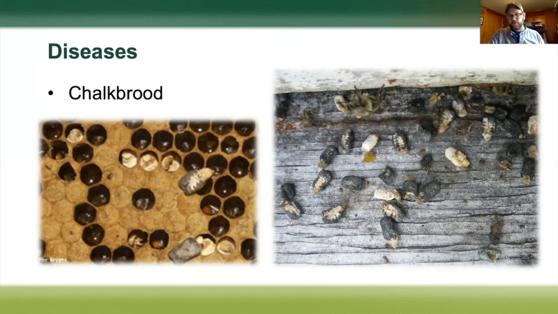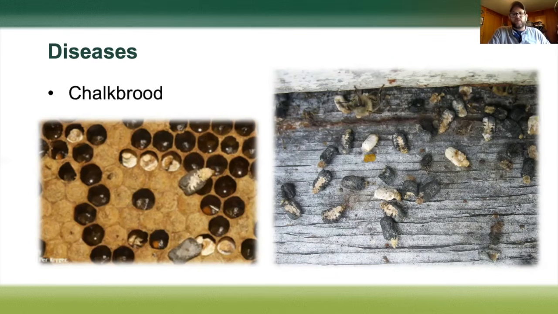So this is chalkbrood. Chalkbrood is essentially a fungal pathogen that's transmitted by spores that are consumed by the larva as food. When this fungal pathogen gets into the larva, it essentially takes them over and turns them into something like a piece of chalk, a white hard thing or a black hard thing. I mean, they are mummified essentially.